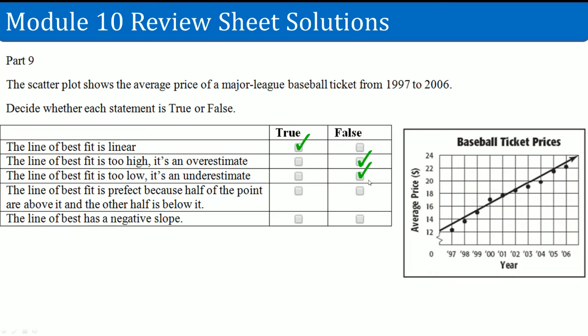The line of best fit is perfect because half of the points are above it and half of the points are below it. Yeah, for the most part. I mean, there's only 1 and 2. But yeah, this one looks like a fairly good line of best fit.